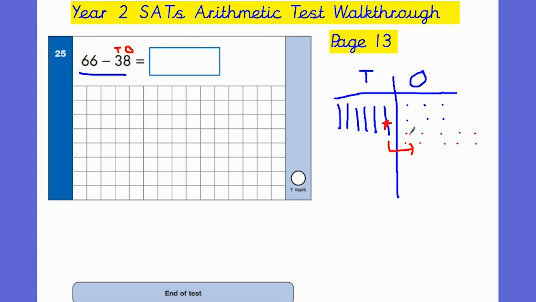And now that I've borrowed that 10, I can now subtract those 8 ones. So 1, 2, 3, 4, 5, 6, 7, 8. And I'm left with 8 ones on this side. And now I can take away, not forgetting to take away the tens. I've got 3 tens to take away, so cross that one, and cross that one, leaving me with 2 tens. And don't forget to add those 2 bits together, a final answer of 28. Making sure to write the answer in the box.